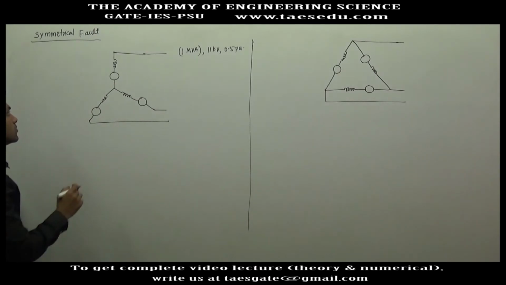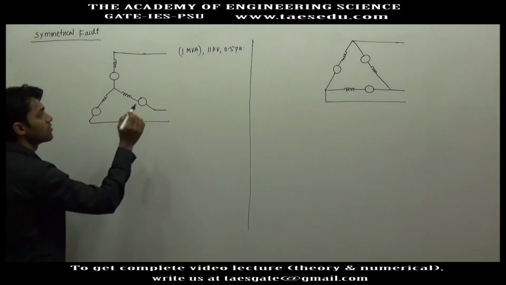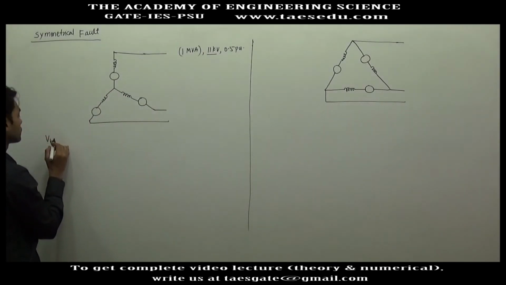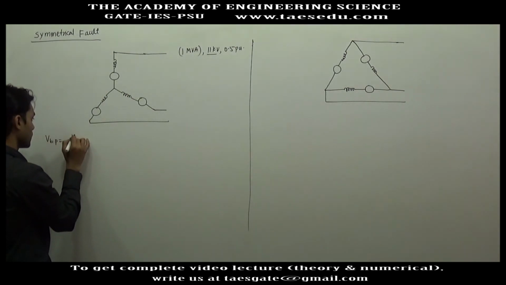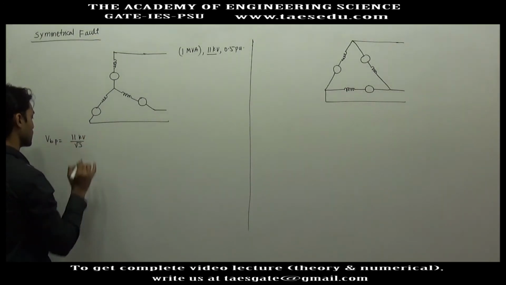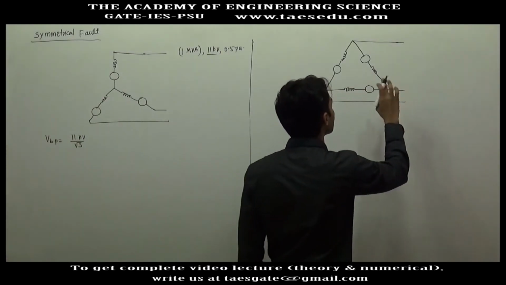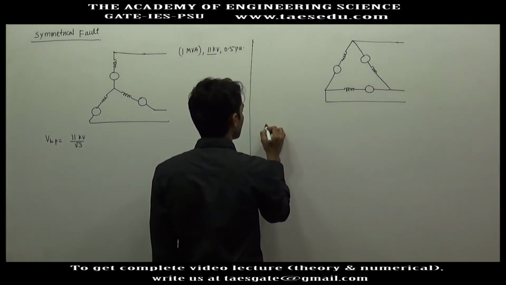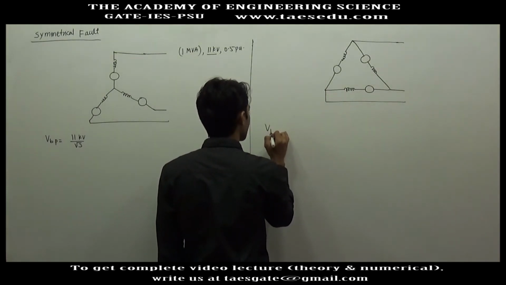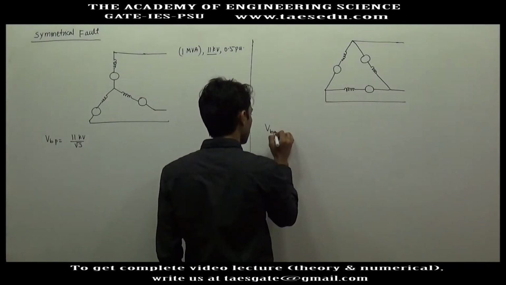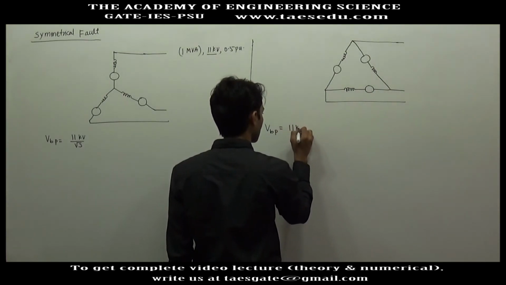Here we have the base value of line voltage as 11 kilovolt. So in star, the base value of phase voltage will be 11 kilovolt divided by √3. And in delta, what will be the base value of phase voltage? In this case, the line voltage and phase voltage are the same. So the base value of phase voltage will be 11 kilovolt only.